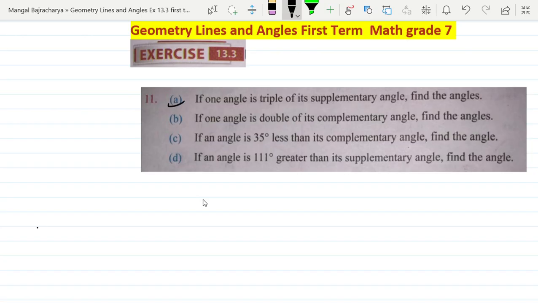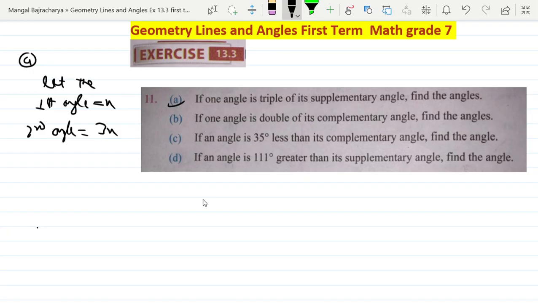So let's go with number A first. If one angle is triple its supplementary angle, find the angles. Here it says the first angle is 3 times its supplementary angle. Supplementary angles, very clearly, have a sum of 180 degrees, and their relation is given here: one angle is triple the other. So you may start by supposing the first angle as x. Let the first angle equal x. So the second angle, as it's given, is triple the first angle, so the second angle is 3x.